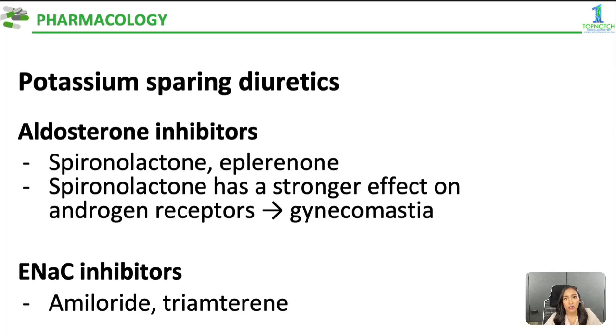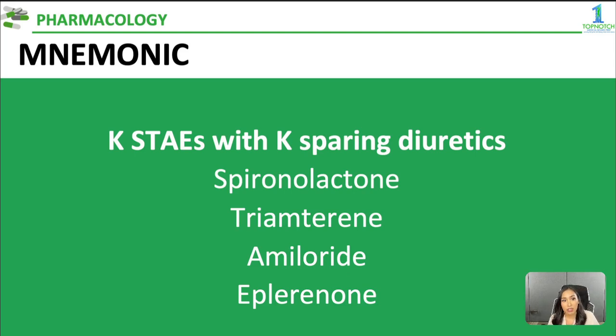And the other potassium-sparing diuretics are epithelial sodium channel inhibitors, particularly amiloride and triamterene. These are very important kasi onti lang yung potassium-sparing diuretics. K stays with K-sparing diuretics: spironolactone, triamterene, amiloride, and eplerenone. Okay?